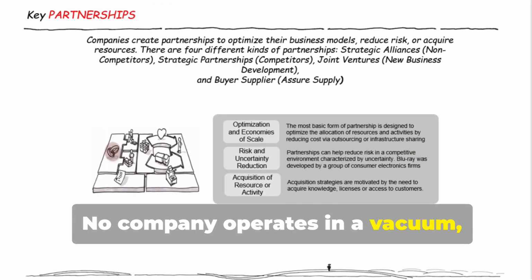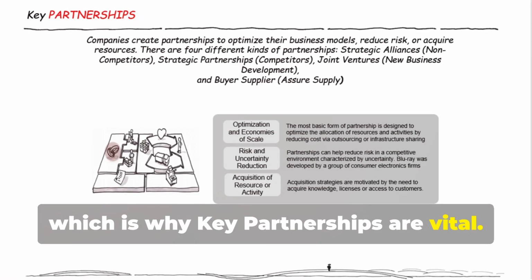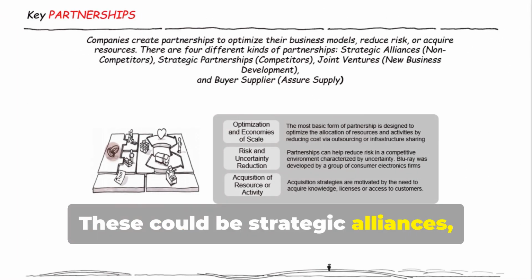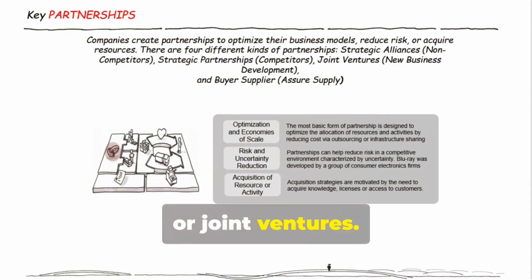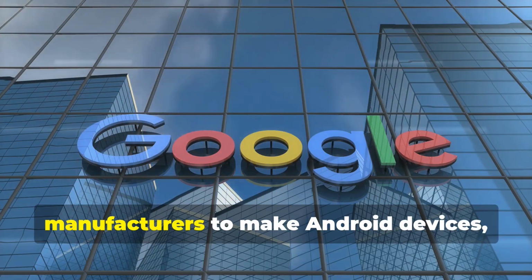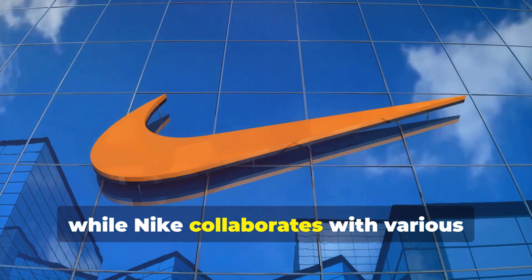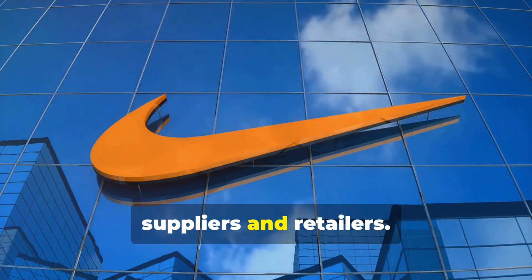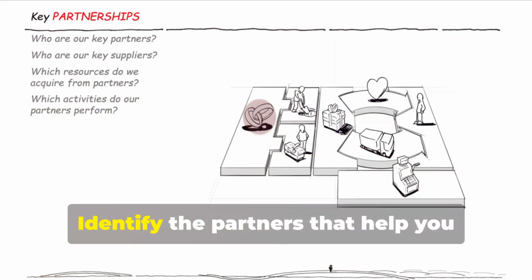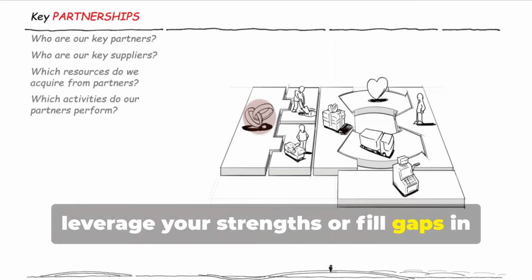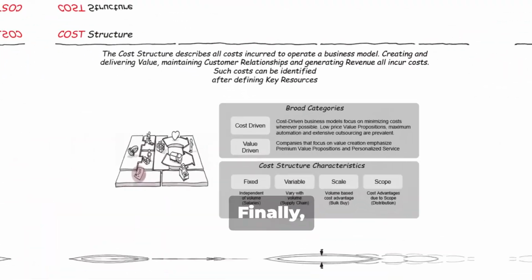No company operates in a vacuum, which is why key partnerships are vital. These could be strategic alliances, supplier relationships, or joint ventures. Google partners with hardware manufacturers to make Android devices, while Nike collaborates with various suppliers and retailers. Identify the partners that help you leverage your strengths or fill gaps in your business model.